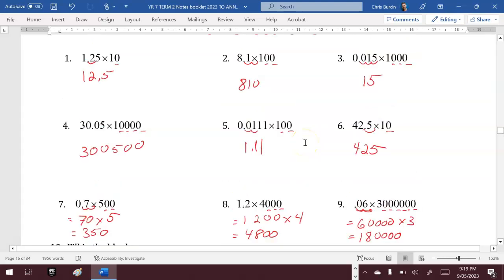So here are the answers to the first section. If you look, I've looked at the number of zeros, and then I've moved the decimal place thus. And down here, I looked at the number of zeros, and then I multiplied by a 5 or a 4 or a 3, taking that out of that power of 10 and multiplying by that.